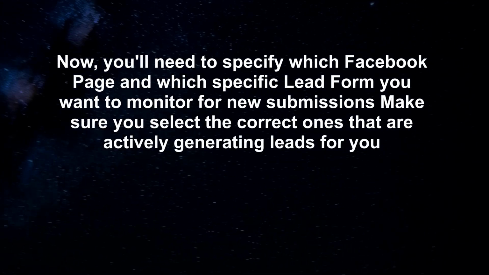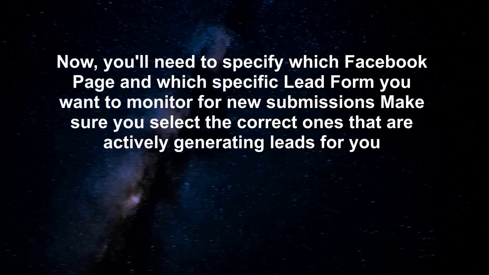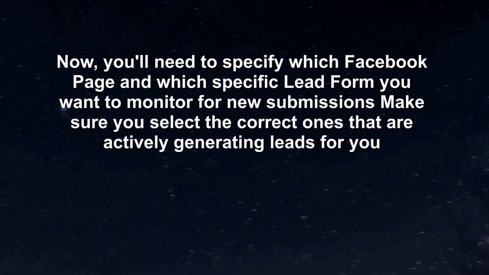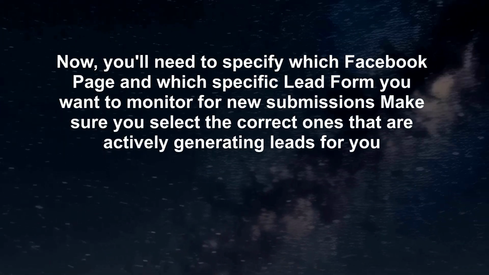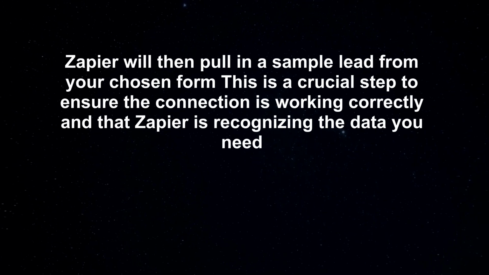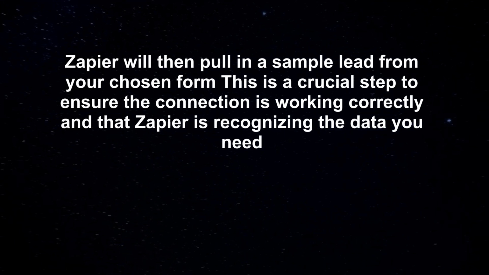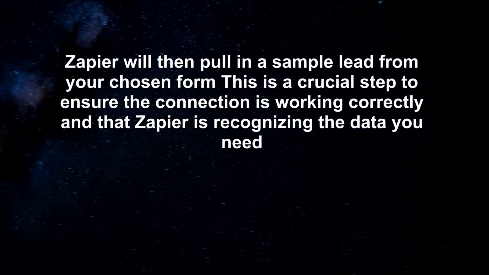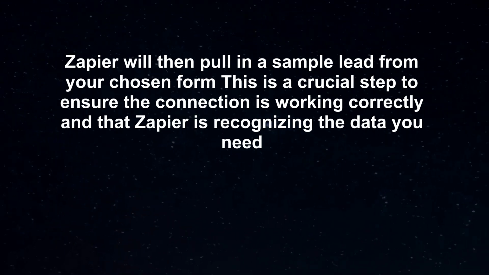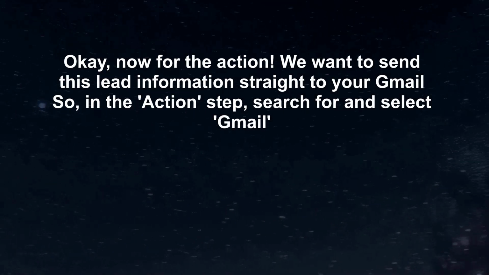Now, you'll need to specify which Facebook page and which specific lead form you want to monitor for new submissions. Make sure you select the correct ones that are actively generating leads for you. Zapier will then pull in a sample lead from your chosen form. This is a crucial step to ensure the connection is working correctly and that Zapier is recognizing the data you need.